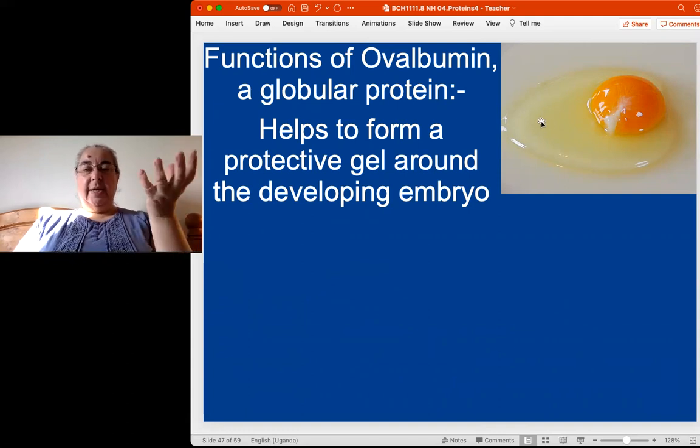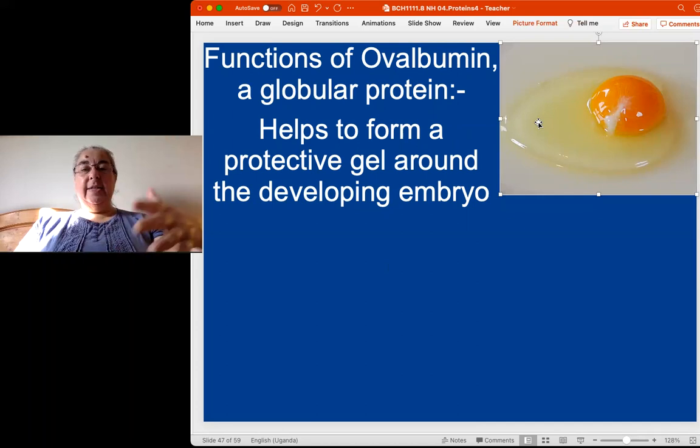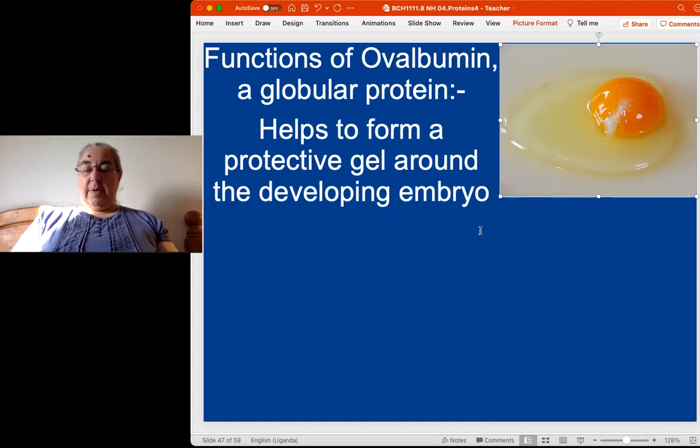It's a thick solution. If the egg is moved around, if a hen is incubating her eggs and turns them around, having this thick liquid around the developing embryo means that the embryo isn't damaged by being moved around in that way, by being shaken or even rolled around a bit.